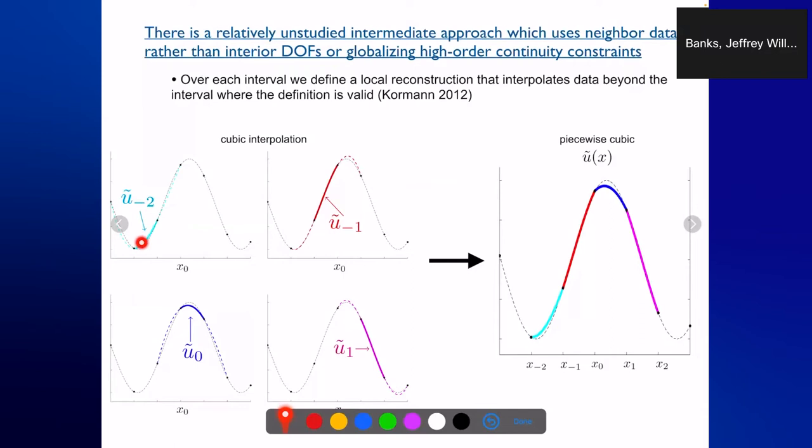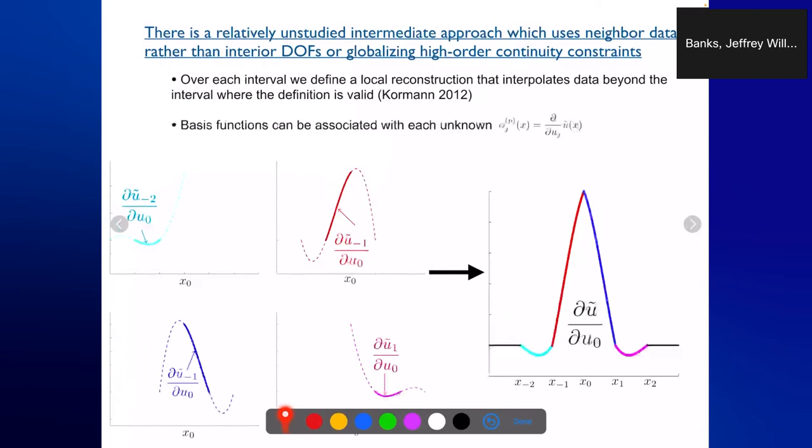Well, instead of adding new degrees of freedom, I'm going to look at the neighbor to the left and to the right. And then I'm going to move over to the red one. On the red one, instead of adding new degrees of freedom, I'm going to look to the left and the right, and I'm going to include those. And now the red and the cyan and the blue and the purple are all just local pth order polynomial interpolants, in this case, third order polynomial interpolants. And then your global polynomial is going to be a piecewise version of that. So here it's a piecewise continuous cubic polynomial. This is actually just a standard piecewise continuous polynomial interpolant.